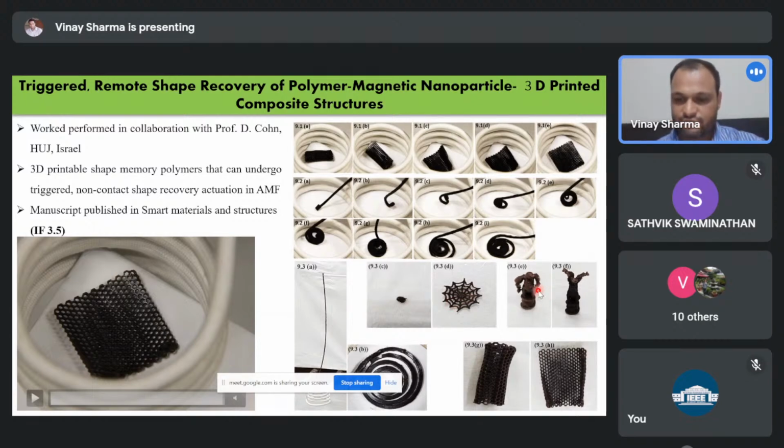This is a bird. You see the wings of the bird are closed, and after the application of the magnetic field, the bird's wings are opened up. Now, where are the applications of these things?